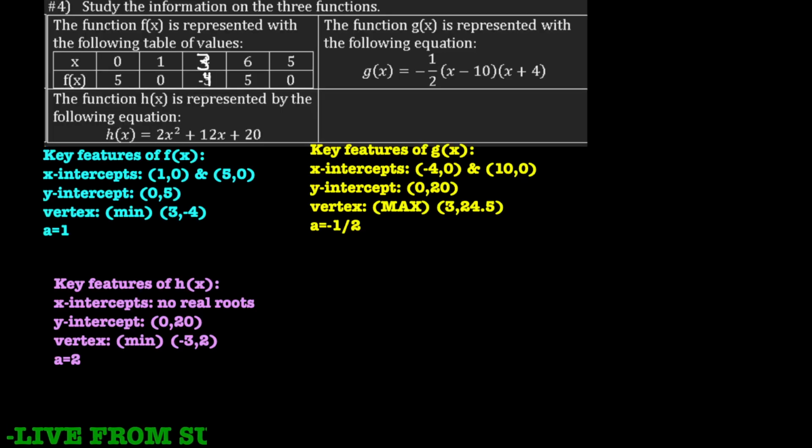So what it looks like is this. I'm going to say, all right, key features. Again, no real roots for x-intercepts. Y-intercept is 0, 20. We have a vertex and min this time, since we have that U-shape, at -3, 2, and our leading coefficient is going to be 2. So make sure you have these key features. Again, it says to pick one. I gave you 3, so at least pick one of those options to move on from.